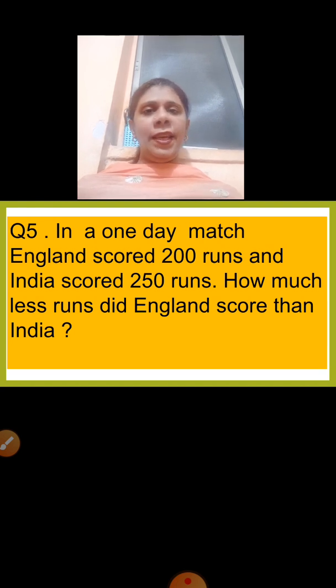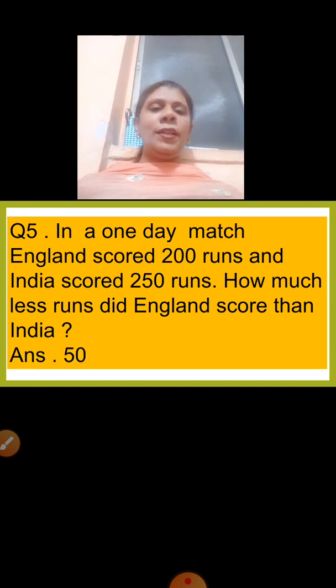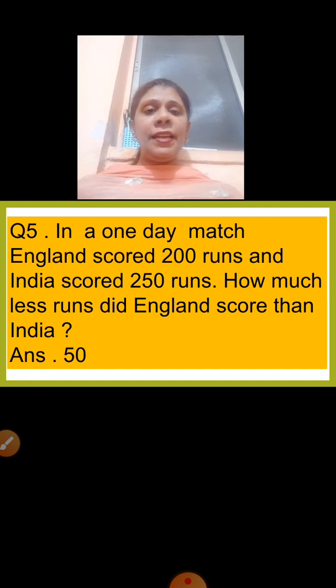Yes children, it is very easy. 250 minus 200. So what answer are you getting? 50. When we subtract 250 minus 200, we get our answer 50. So how much fewer runs did England score than India? 50. Okay.